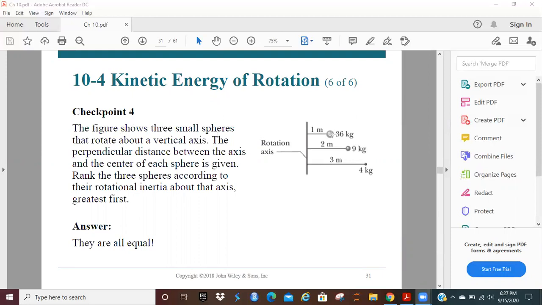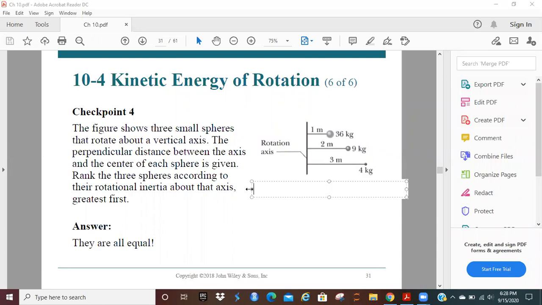Okay, so here we've got a figure that shows 3 small spheres, and it's given the mass of each. They're rotating about this particular axis, and you can see the radius of each one of those. So rank the 3 spheres according to their rotational inertia about that axis with greatest first. Now, to give you a heads up here, the answer is that they're all equal. And you may be able to see that immediately here, and maybe not.